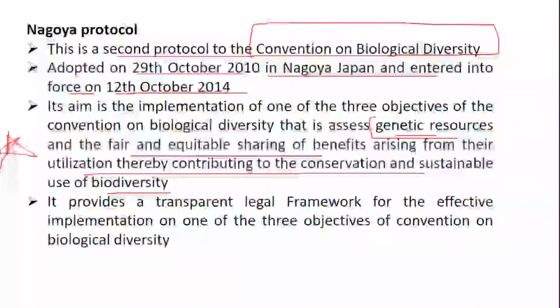So it is one of the three objectives of the convention, that is the access to genetic resources, the fair treatment, the equitable treatment. These all come under the implementation of objectives. Okay. Now, it provides a transparent legal framework for the effective implementation of this one of the three objectives. So the legal framework is there to ensure that the work is done very well and that there is effective implementation. This protocol was formed for that.